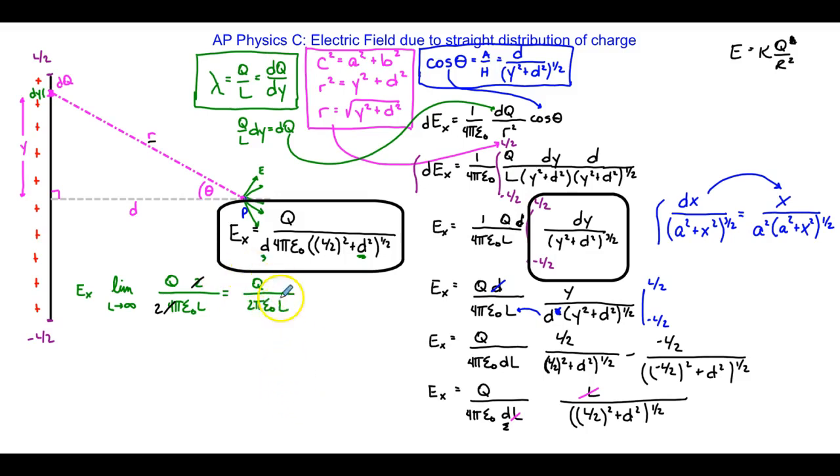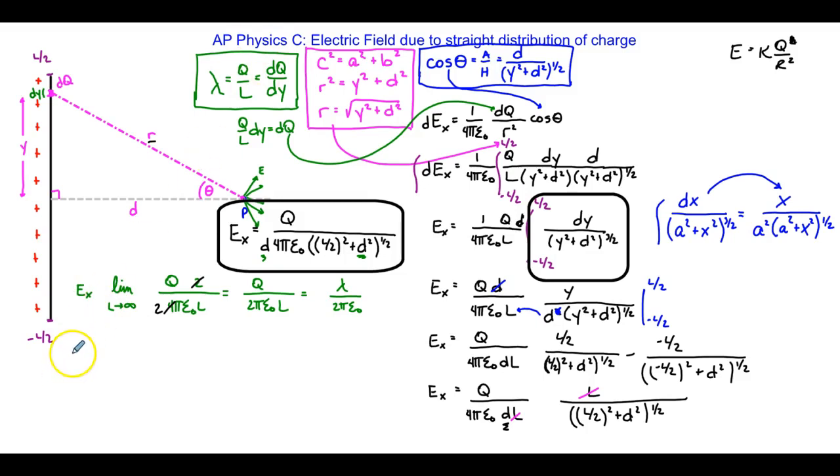If I wanted to, I can say that q over L is equal to lambda, so I'd get lambda over 2 pi epsilon naught. And we can see that that is the result of L approaching infinity.